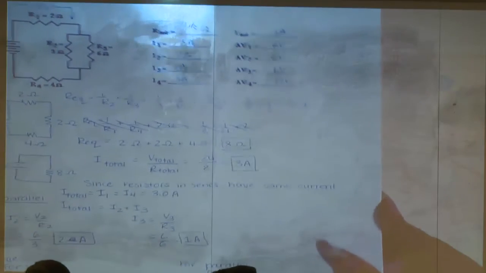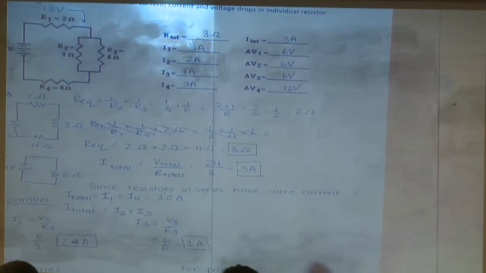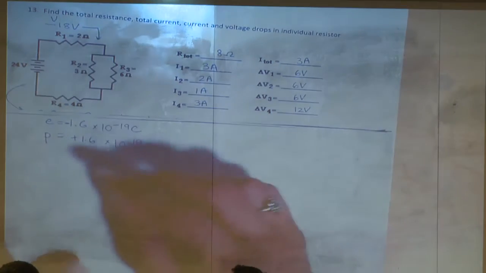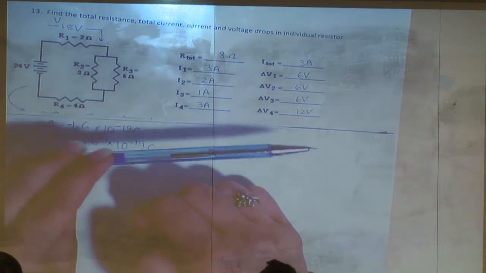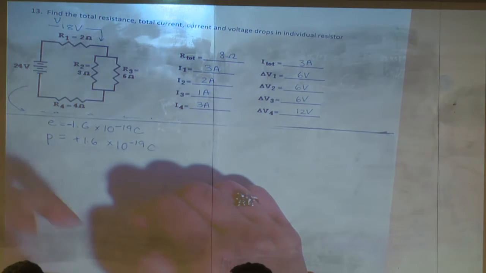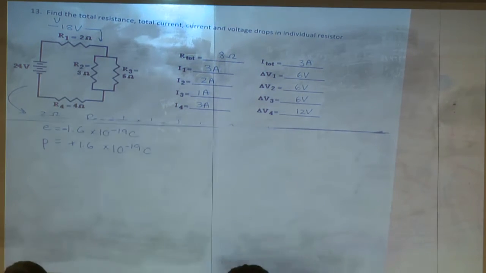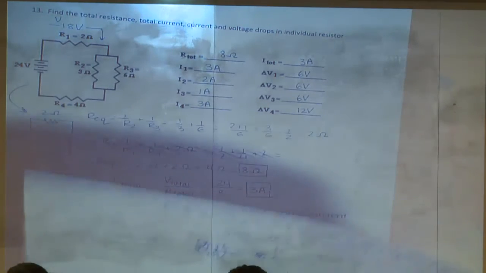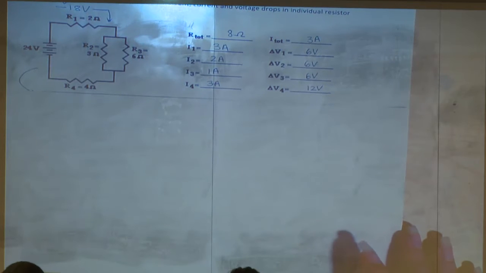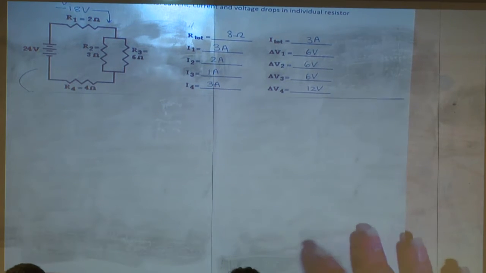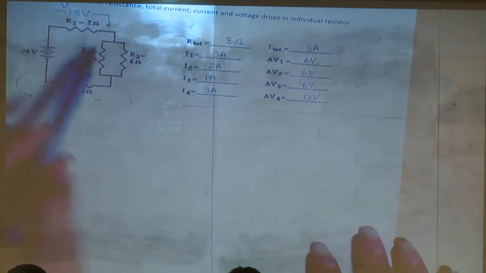Next one. Okay, this is a big one. So we have to find the total resistance, the total current, and the current and voltage drops through each of these resistors, right? It's not that bad, just stay with me. Just don't lose it. Okay, so the very first thing you would want to do is condense the circuit, right? So I would go ahead and attack this one right here.